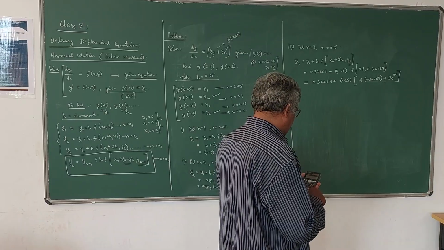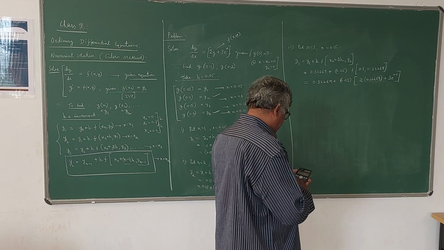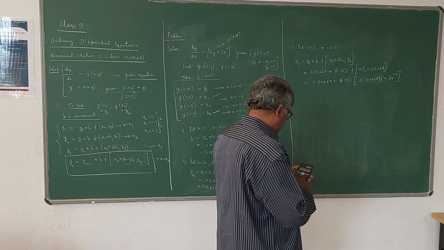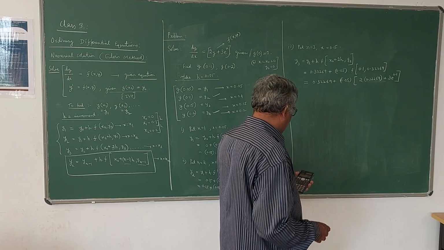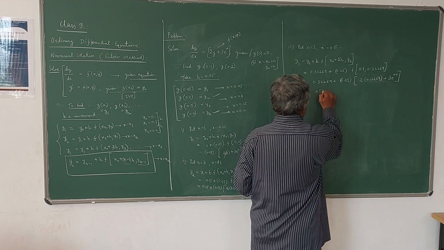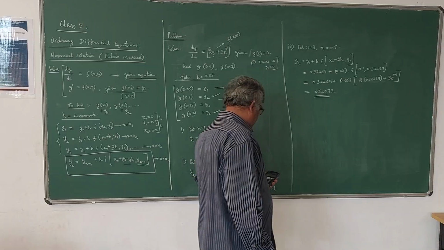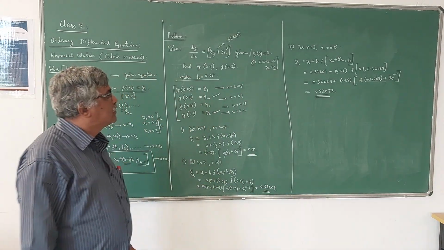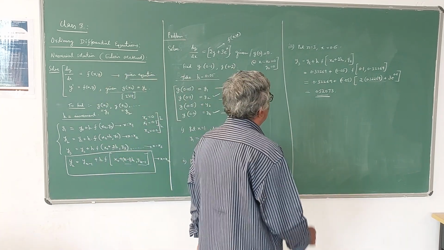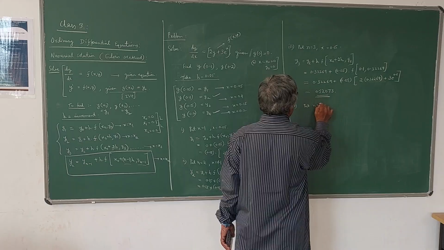0.32269 into 0.05 plus 0.32269. 0.52073. That's it. 0.5207. Correct. Fourth one. Put n is equal to 4.